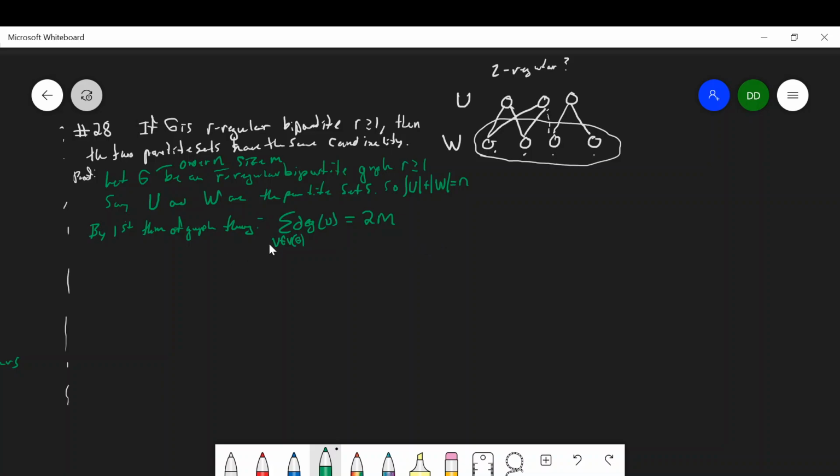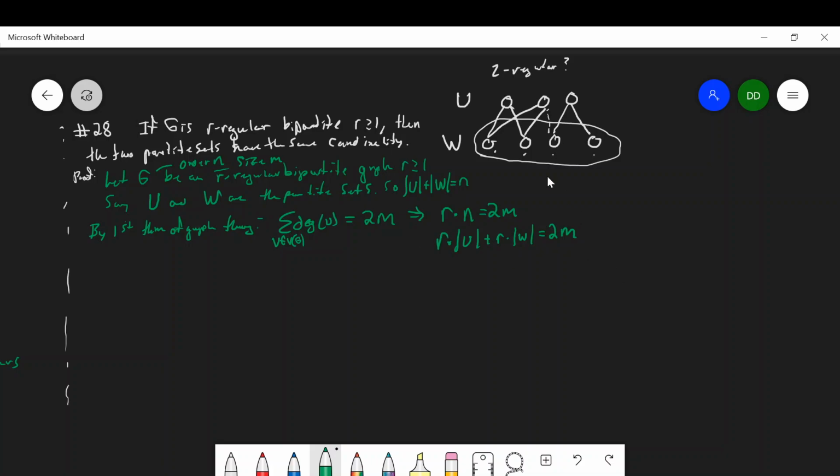Okay, so we know that it's R regular, and so the sum of these degrees would be R times n. So what this tells me then is that R times n equals 2m. N we know is order of U plus order of W, so this is R times the cardinality of U plus R times the cardinality of W, and that's equal to 2m.